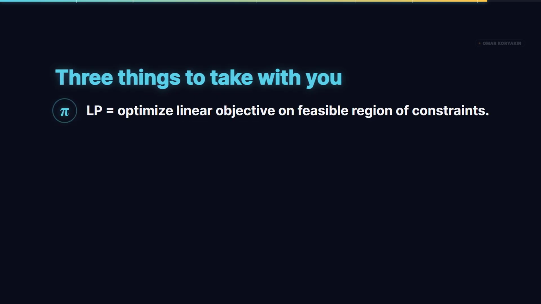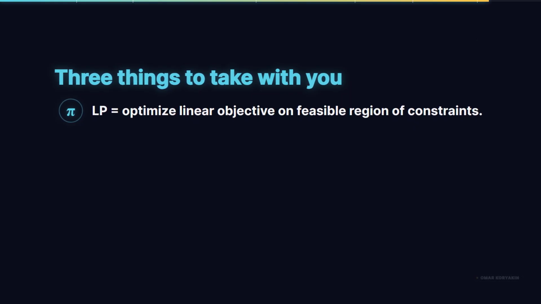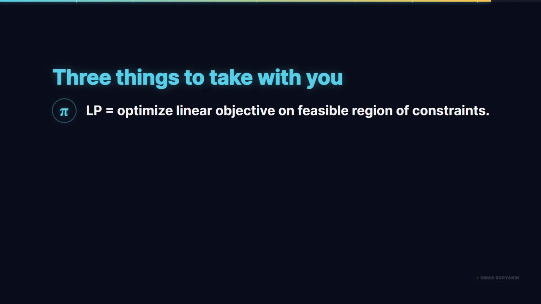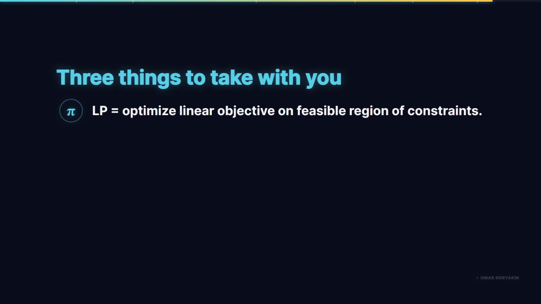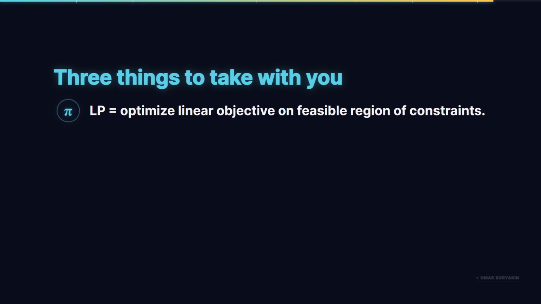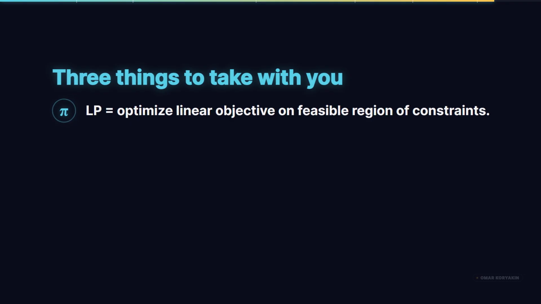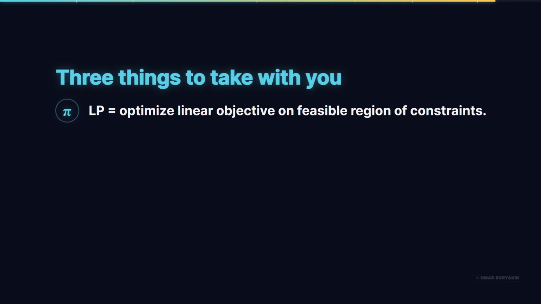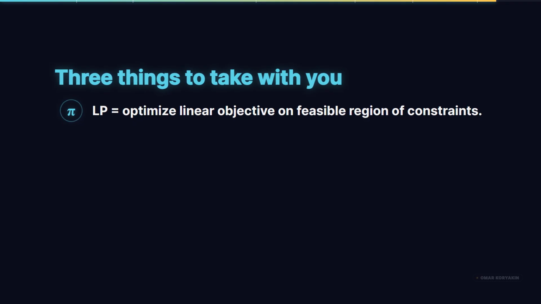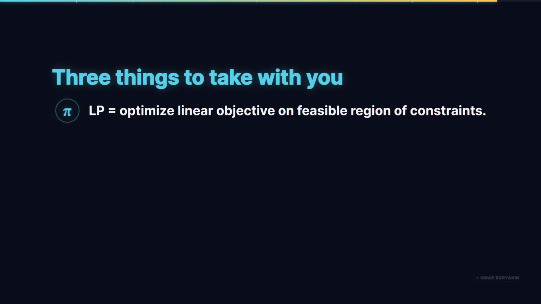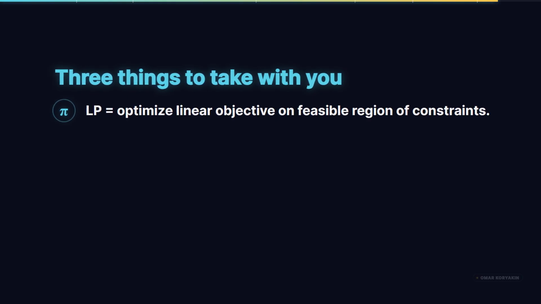First, a linear programming problem has 3 pieces. The objective function is a linear expression to maximize or minimize. The constraints are linear inequalities defining the feasible region of allowed decisions. The decision variables are the unknowns whose values we choose to optimize the objective subject to the constraints. The 3 pieces together specify the optimization problem completely.